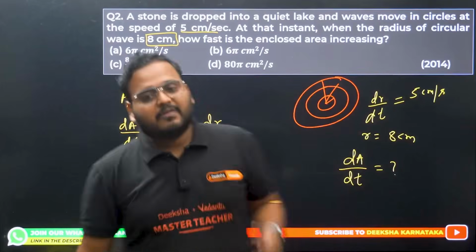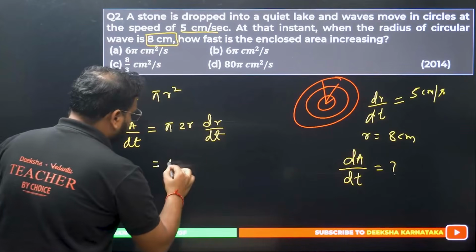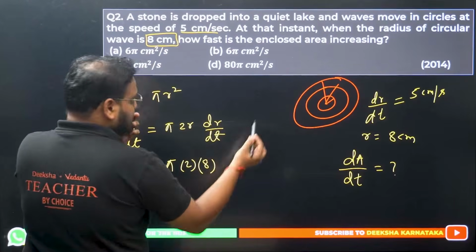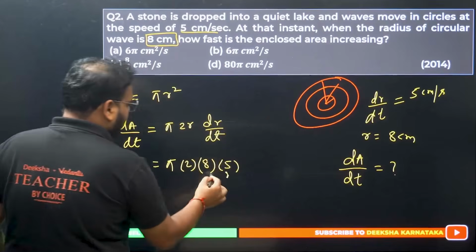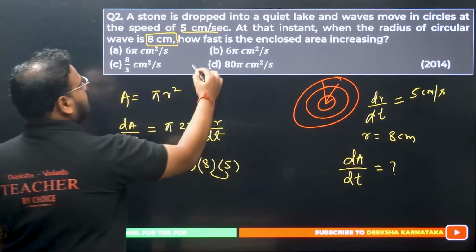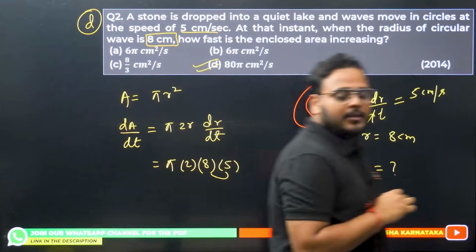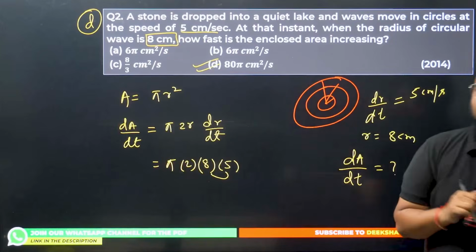Okay, now we have the values. Please check. We have pi, we have 2, r is given as 8 and this is given as 5. 8 5s are 40, 40 into 2 is 80. Option number D is correct. Got it? Option number D is correct. Question number 2 is clear.